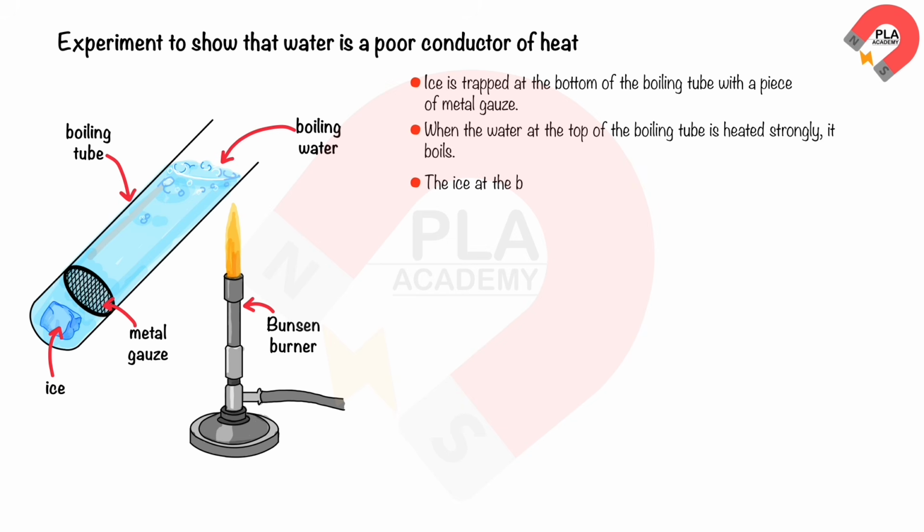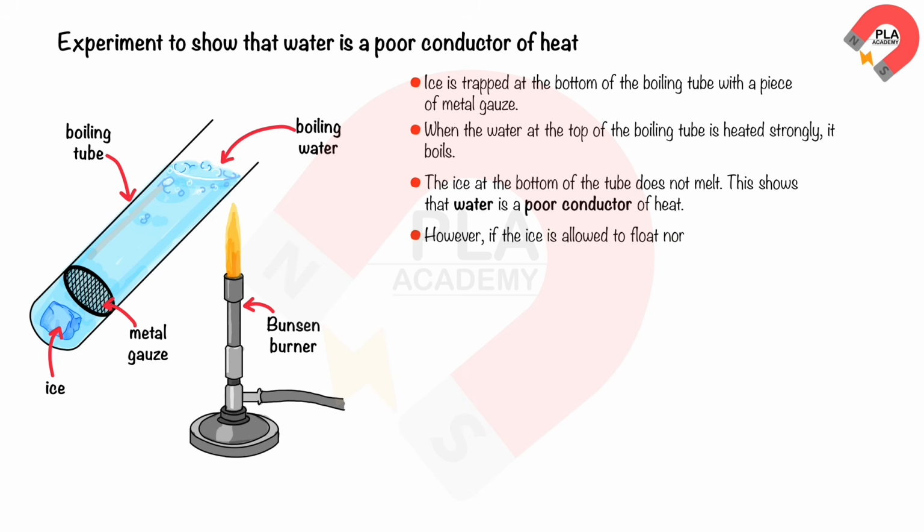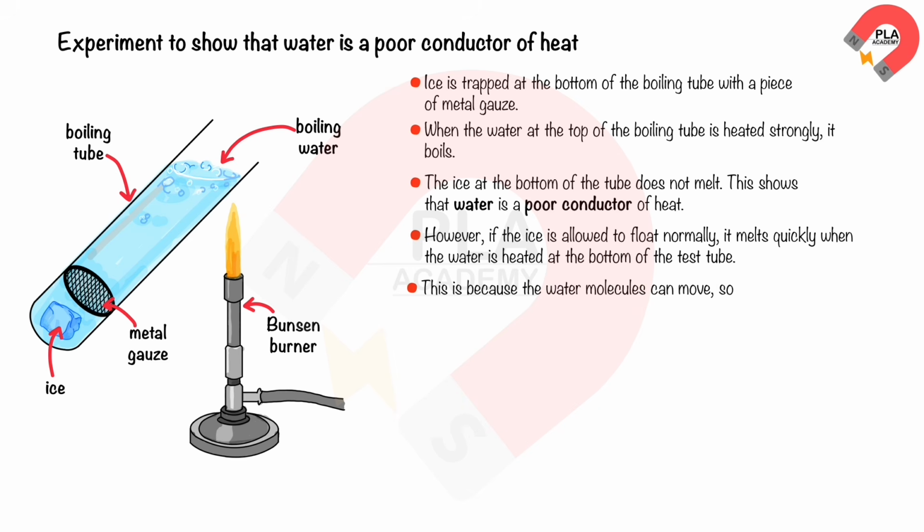The ice at the bottom of the tube does not melt. This shows that water is a poor conductor of heat. However, if the ice is allowed to float normally, it melts quickly when the water is heated at the bottom of the test tube. This is because the water molecules can move, so the water heats by convection.